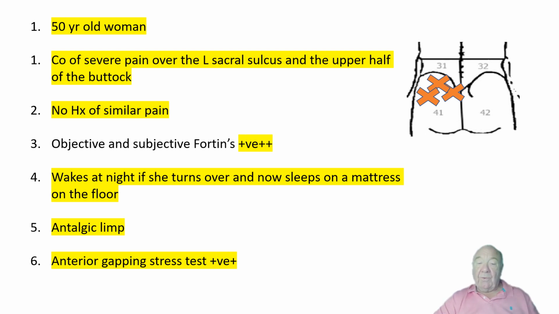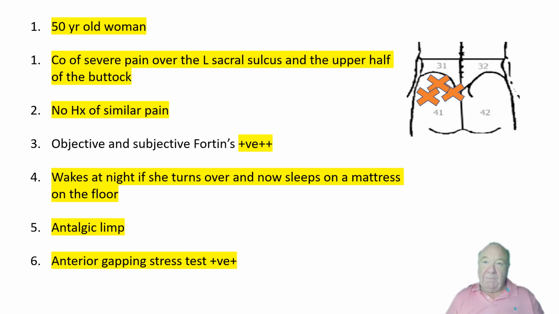Objective and subjective findings are positive. The subjective finding is very, very positive. It's extremely tender in that sulcus. It wakes her up at night, she turns over, and now she sleeps on a mattress on the floor. This is a hallmark of inflammation, of a sacroiliitis. She has an antalgic limp, which means she has an obligate functional loss, and the anterior gapping test is positive, very positive. So all of this is screaming not biomechanical dysfunction, but inflammation, a sacroiliitis.